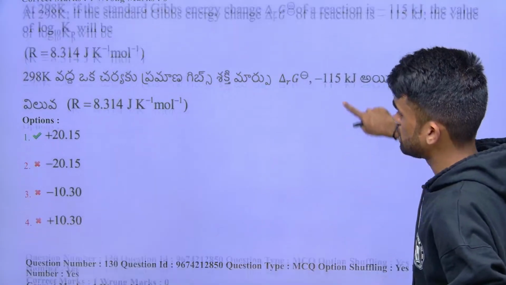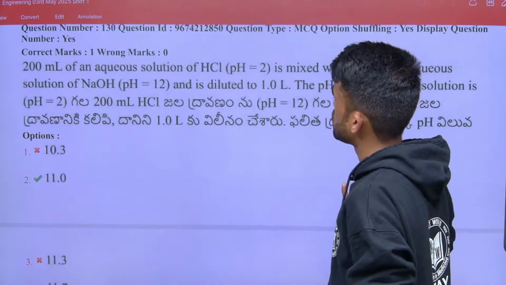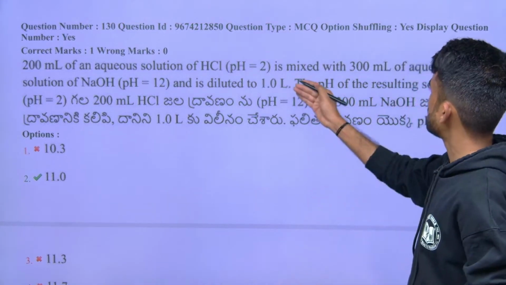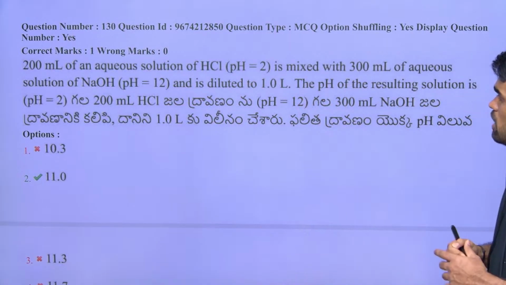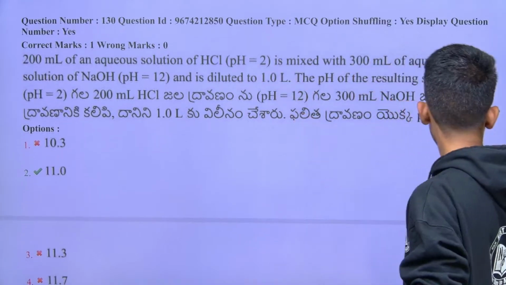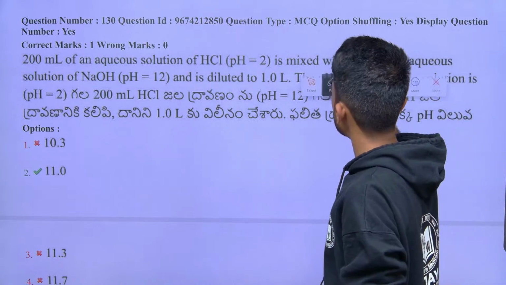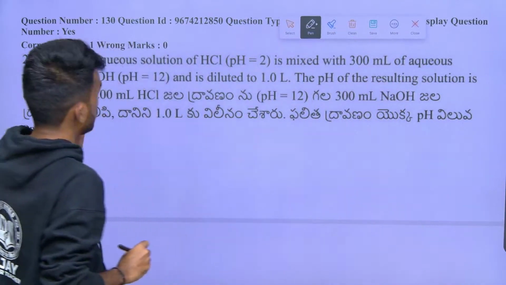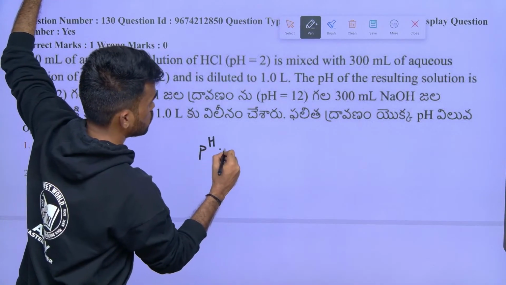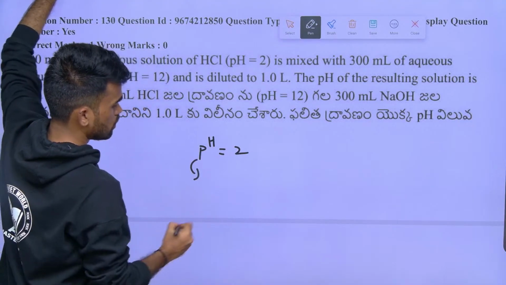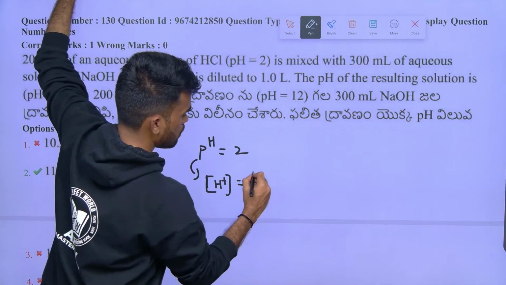So let's move forward. 20 ml of aqueous solution of HCl is mixed with 300 ml of aqueous solution of NaOH, and is diluted to 1 liter. We need to find the pH of the resulting solution. It is simple again. For 200 ml of HCl solution, pH is mentioned as 2. If pH is 2, the concentration of H plus will be 10 power minus 2.